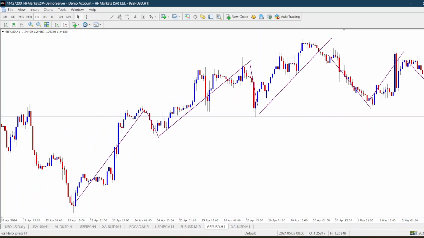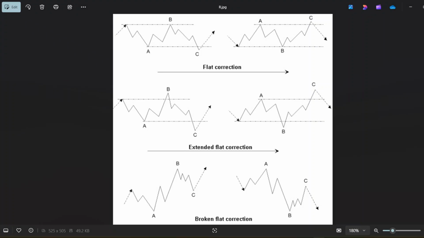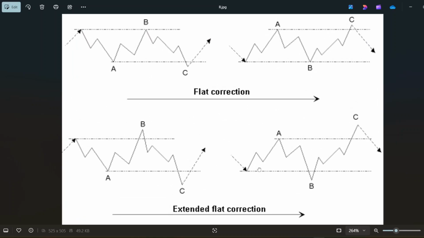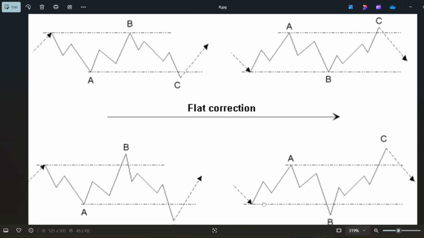Now not all flat corrections are the same. There are three main types you need to know. We have the regular flat correction.